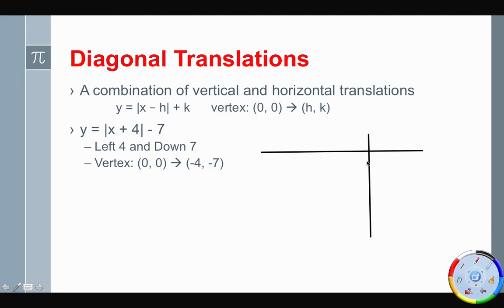So if I was to go -4 to the left and -7 down, and then do a quick sketch of the parent function, note that the parent function is at 0, 0, and the new vertex is down here at -4, -7. Oops, I changed color on that one. -4, -7. And we would graph thusly. And there we have the transformed graph.